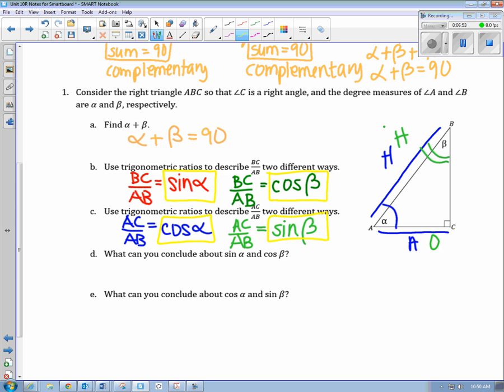So when they say, what can you conclude? We'll look at the first one here. That's what goes with part D. We can say that the sine of alpha is equal to the cosine of beta if alpha plus beta equals 90. So this rule only works if those two angles are complementary.